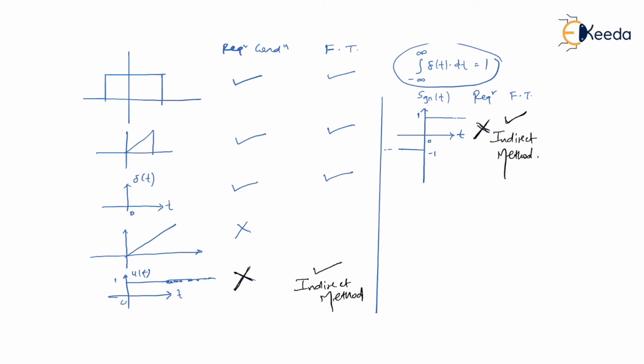So I'll take one more signal, then I'll get back to our original explanation. So I have this kind of exponential signal. Again, the required condition is not satisfied, and we will see whether the Fourier transform does exist or not.